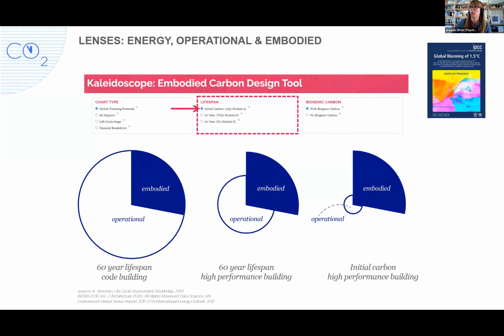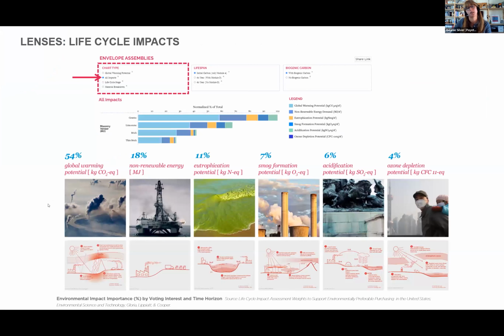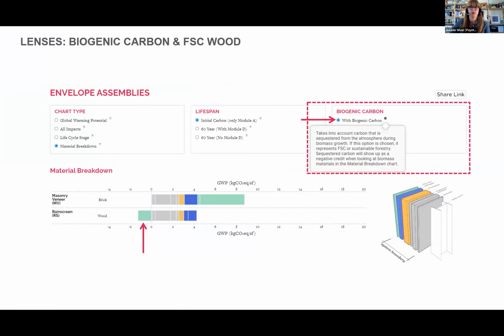And so this is the lens that we choose to look at our data, but we also have a 60-year lens with and without module D for when you are doing your whole building LCAs, and you can consider those as well. We also have an all impacts lens. So in addition to just global warming potential, we have a normalized weighting system of all the life cycle impacts, because those are also important, and we don't want to ignore those. And then we also have a lens that you can toggle on and off with biogenic carbon. You can click this little question mark up here to get more information. We recommend that you only use biogenic carbon if you're sourcing FSC wood or other responsibly sourced materials. And that shows up as a negative here.